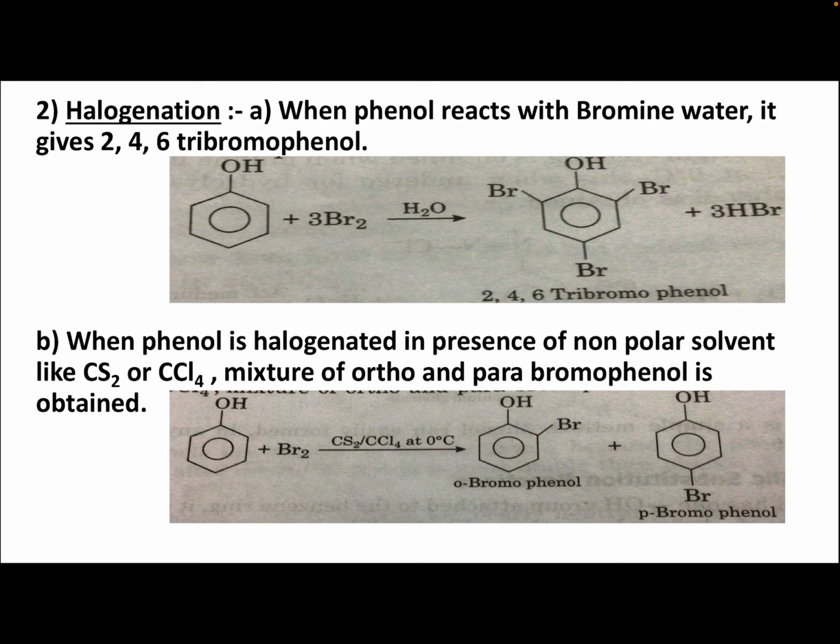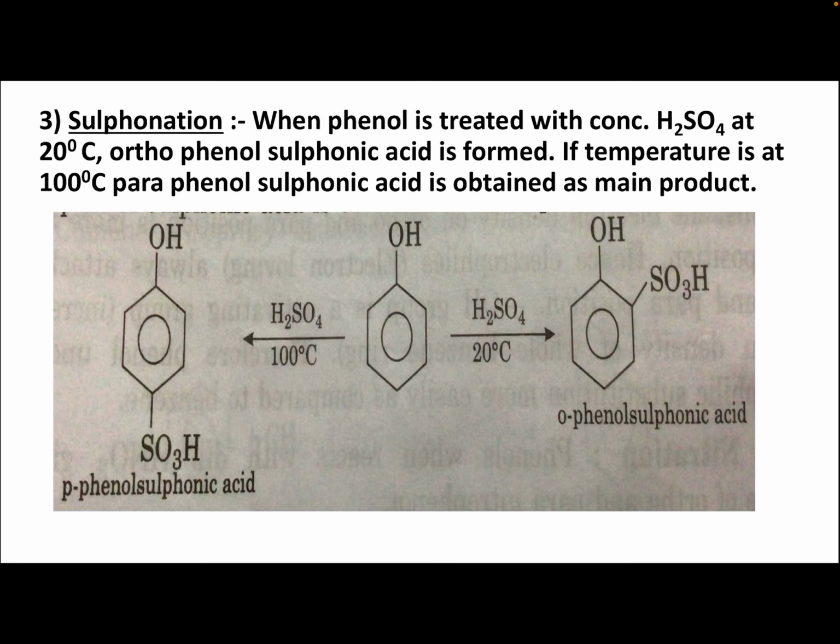That means when bromine water is used, you get 2,4,6 tribromophenol, but if in place of water you use CS2, carbon disulfide, or carbon tetrachloride, you get a mixture of ortho and para bromophenol.